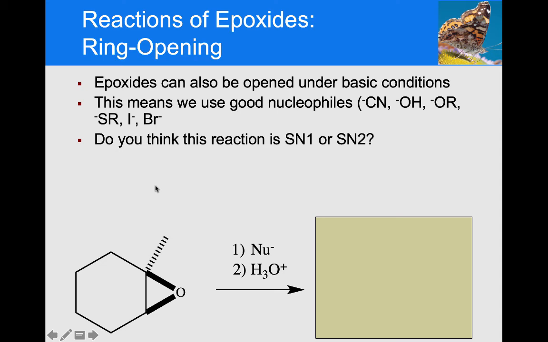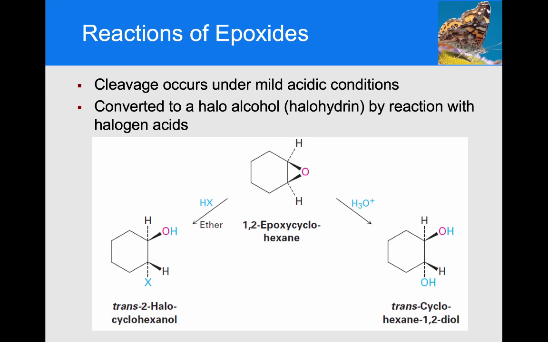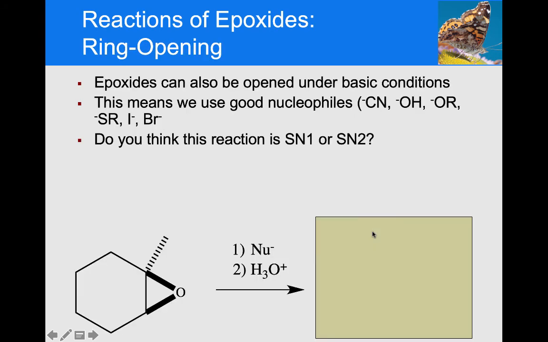Now we can also react epoxides with a good nucleophile. So notice that in these cases, these are reacting under acidic conditions. So what that means is I have HX or H3O plus. I can also open epoxides under what we call basic conditions. So when we have basic conditions, the nucleophile we use is going to be a good nucleophile. So basic conditions involve negatively charged molecules.